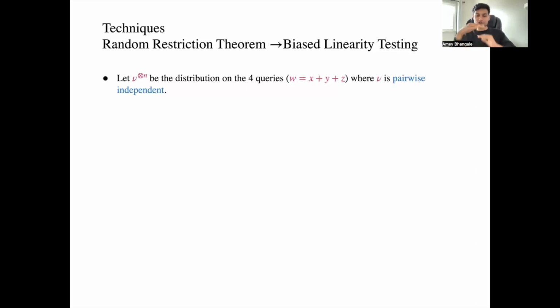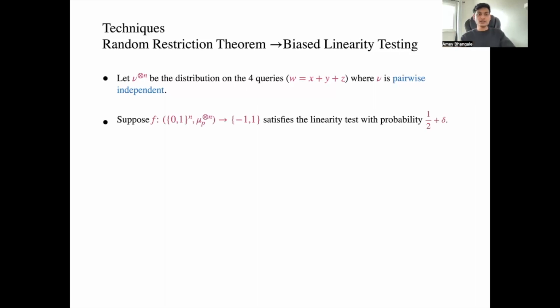So let's say you have such a distribution on the four queries, a tensor distribution, and suppose f satisfies the linearity test with probability 0.5 plus epsilon. Here I changed the output from 0, 1 to -1, +1 so that it's easier to do the analysis in this world, where you change from Boolean inputs to +1, -1. If this function f passes the linearity test with probability 0.5 plus epsilon, one can easily conclude that this expectation is large, where you just take the queries according to this distribution and multiply f at those values.